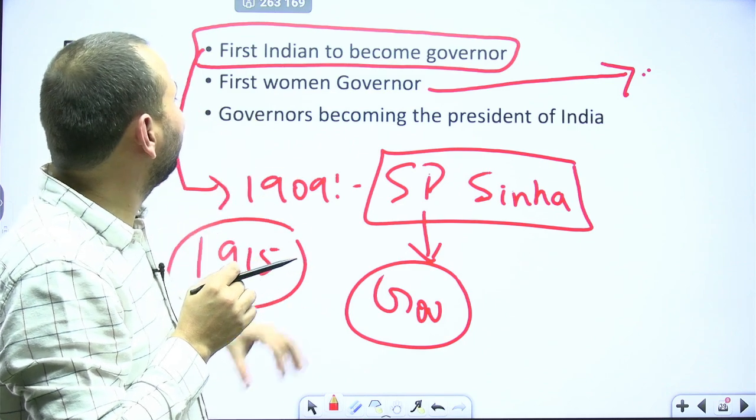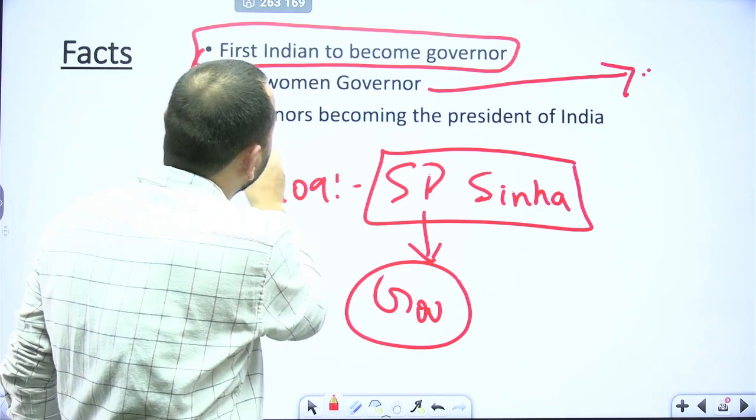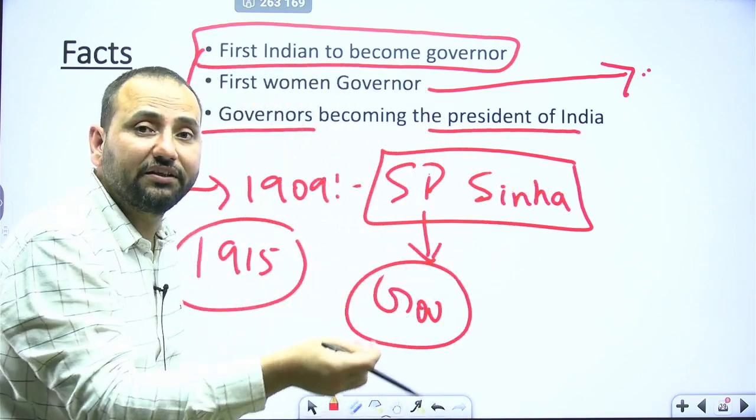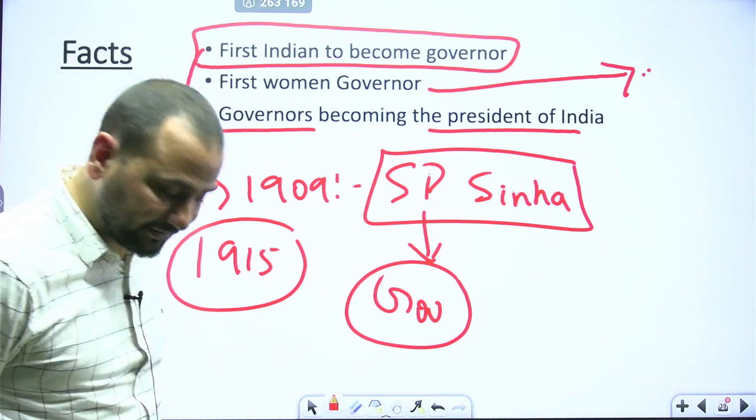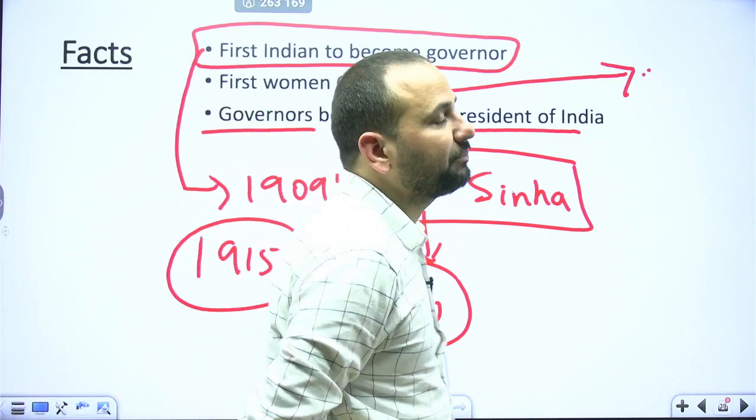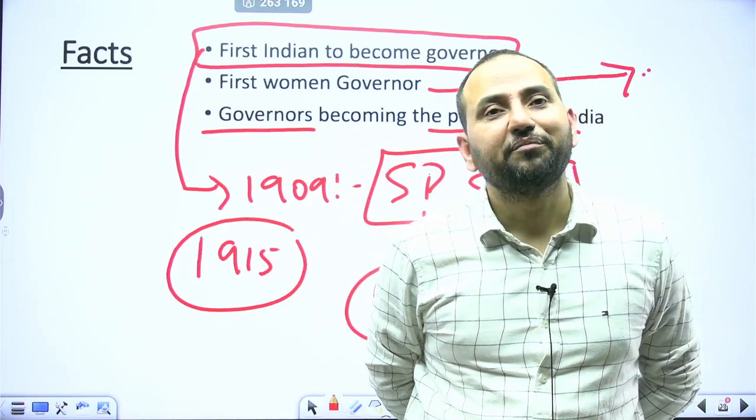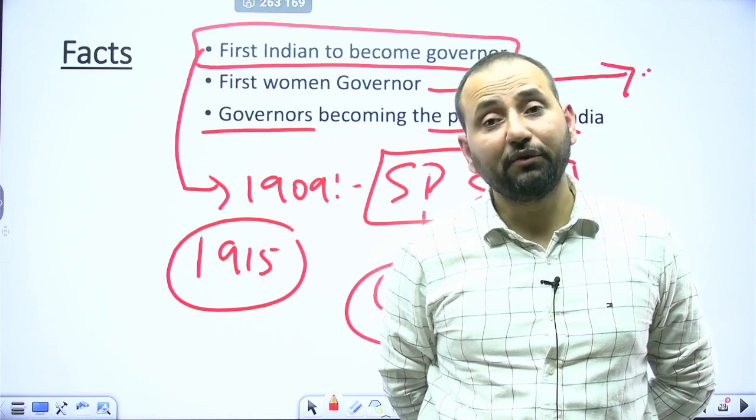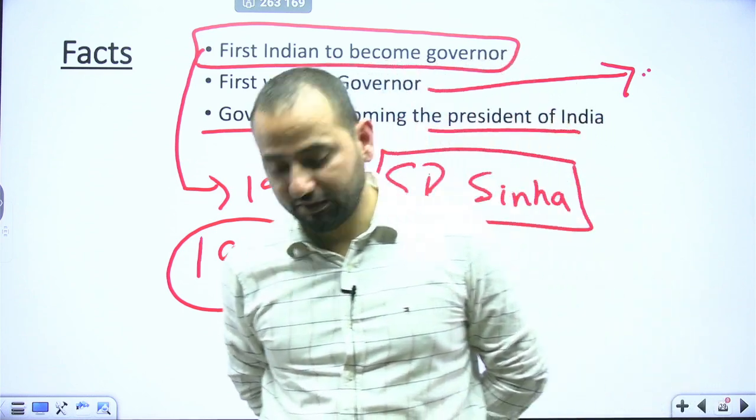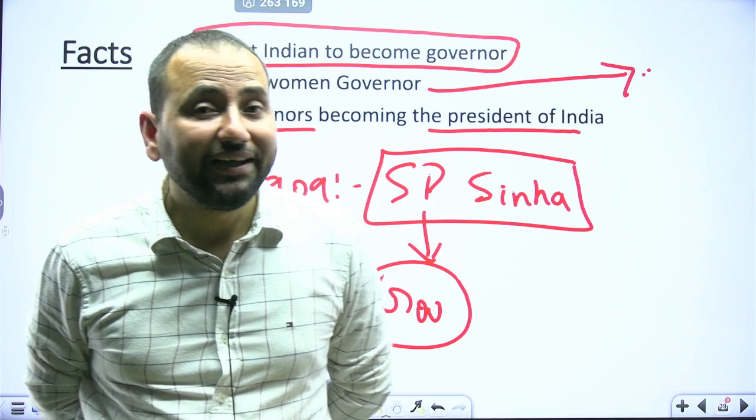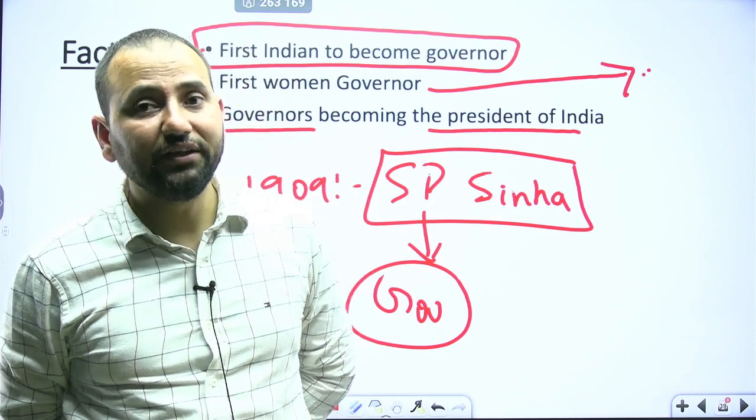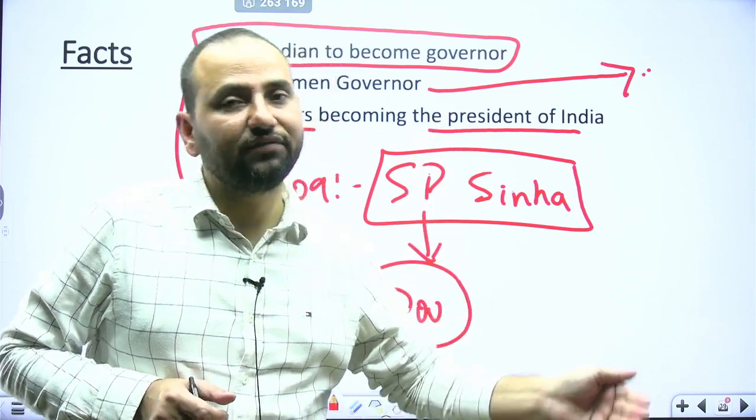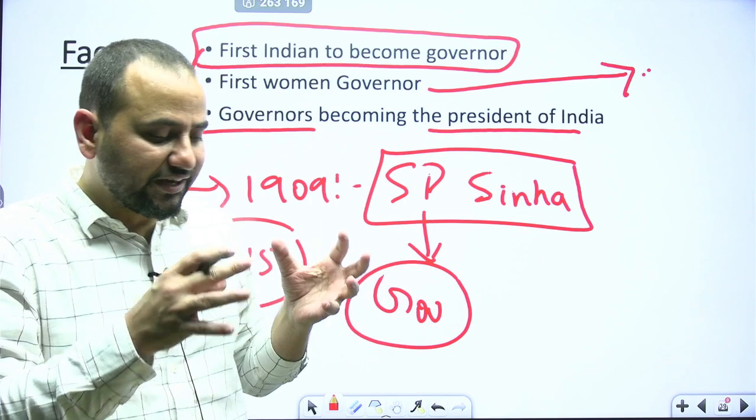Again, there are various instances where we have been seeing that governors are becoming the president also. For example, the present President of India, Murmu ma'am. If you talk about her, she was also the governor of a state before this. Before that, Govind Sahab, and before that, Pratibha Patil. So there are various examples where we have seen that the president of India earlier served as the governor. So these dimensions need to be understood.